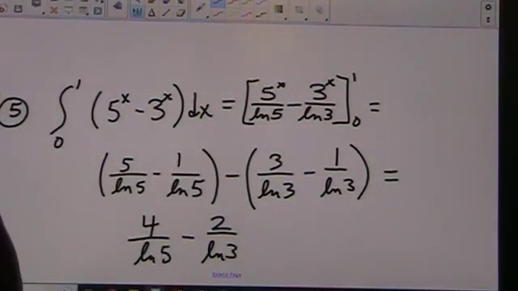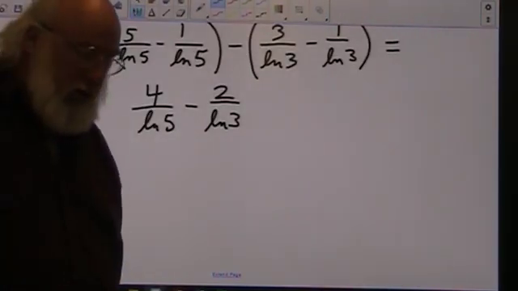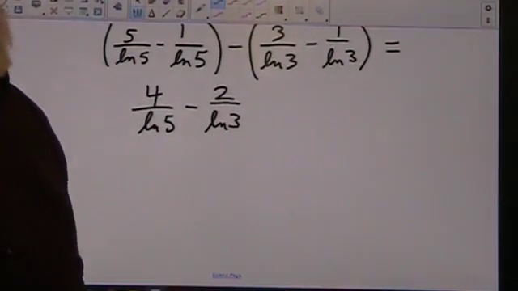Subtract the quantities within them. 4 over natural log of 5 minus 2 over the natural log of 3. That's all there is to this.